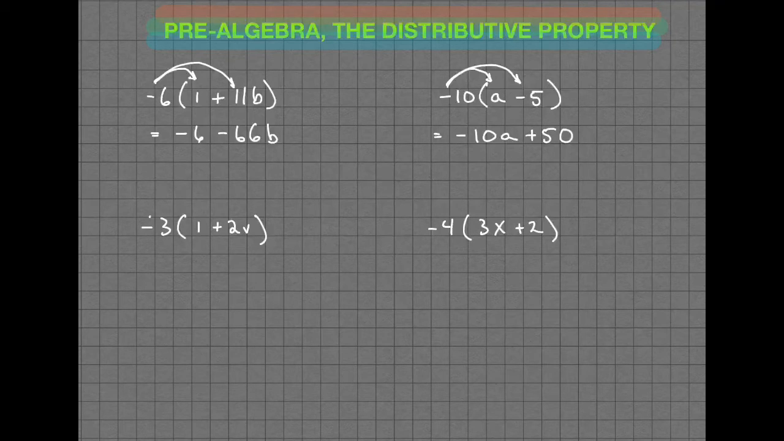Okay, next problem. Now, when you're doing these, it's not really necessary to draw these arrows. I'm just kind of doing it to help you visualize what's going on. You don't have to draw these arrows in if you're kind of getting how this works. So negative 3 times 1, that gives you a negative 3. Negative 3 times a positive 2v gives us a negative 6v.